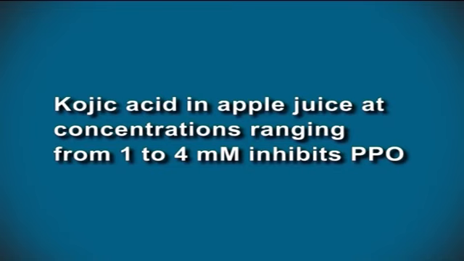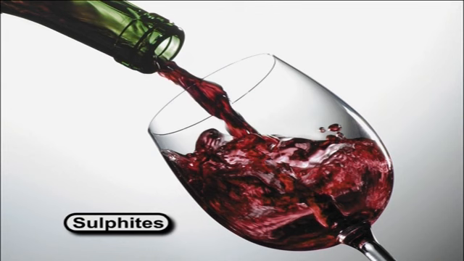Kojic acid in apple juice at concentrations ranging from 1 to 4 millimolar inhibits PPO activity and bleaches melanin due to chemical reduction of the browning pigment to colorless compounds. Sulfides have a multifunctional role as they prevent enzymatic and non-enzymatic browning. They act as chelating agents, antioxidants, and reducing agents.